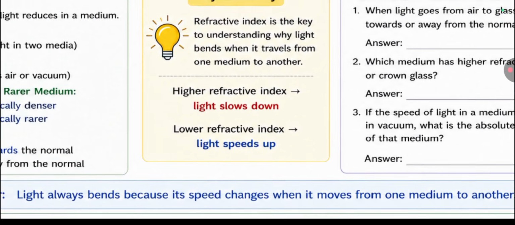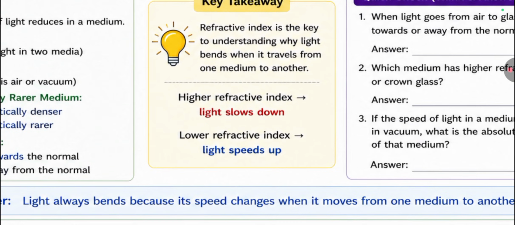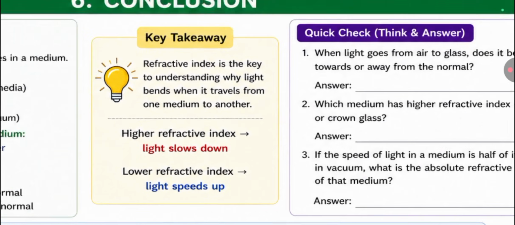Now we have to remember one thing. Light always bends because its speed changes when it moves from one medium to another medium.